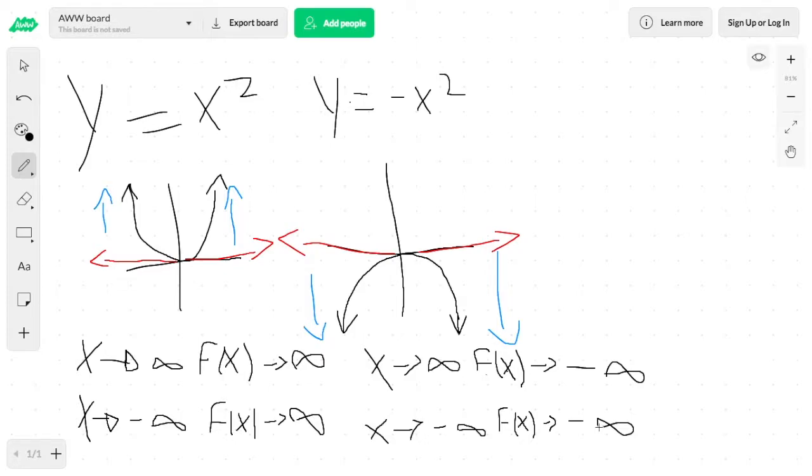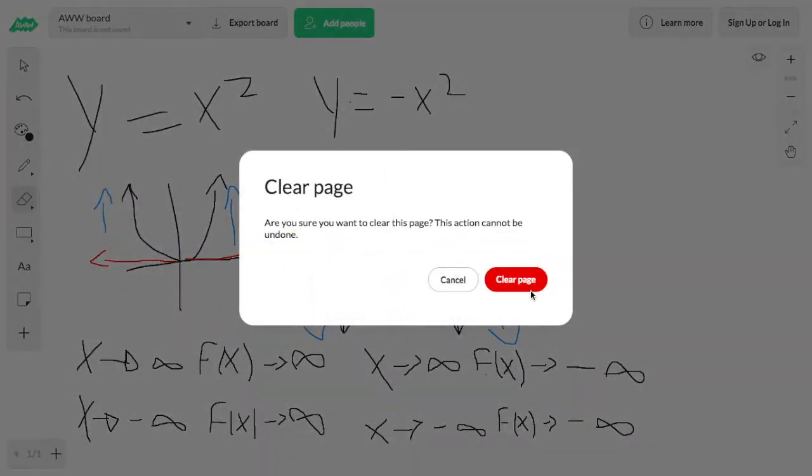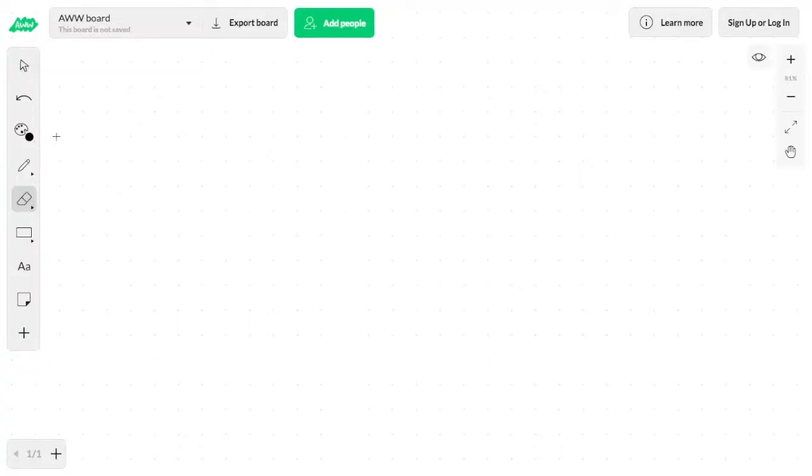As well as on the other side, it's as x goes to positive infinity and as x goes to negative infinity, f of x goes to negative infinity. This is the same for every polynomial with a negative coefficient and an even exponent. Now we're going to clear and Luke will tell you about our next one.